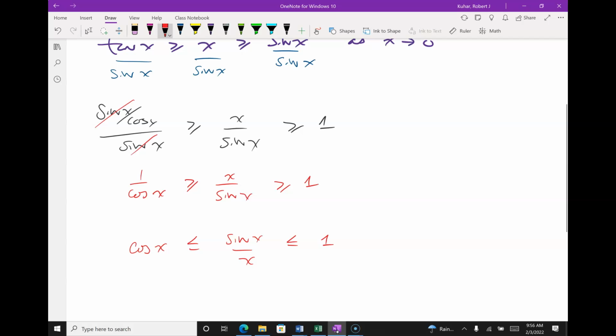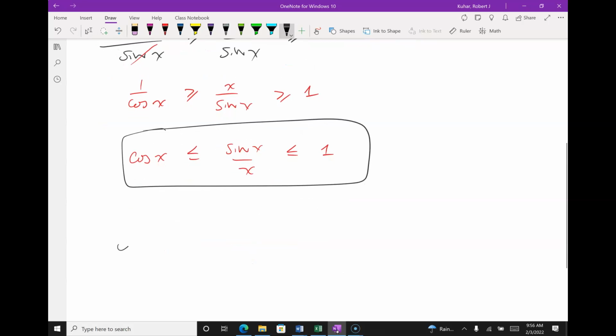It's already fixed. I know what this limit is as x goes to 0. Do you agree? What is it? 1. It's a constant height. So when I'm asking you for a limit, I'm asking you for a height, right? So this is key. I'm ready to squeeze.